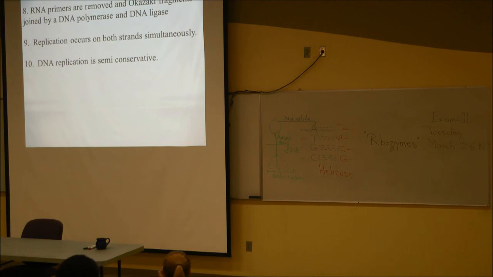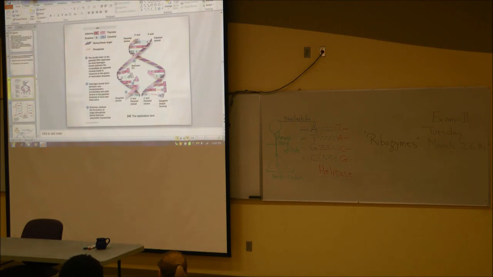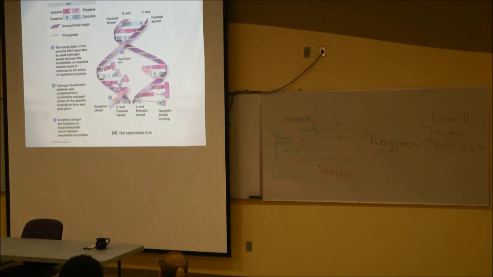Look at this right here, each newly synthesized molecule of DNA. Here are the two parent strands. When they separate, at the end, when you have two brand new molecules of DNA, what percentage of this molecule is new? 50% is new, daughter, and 50% is old. So each newly synthesized molecule keeps 50% of the old and has 50% of the new. That's called semi-conservative. It saves half of the old DNA.